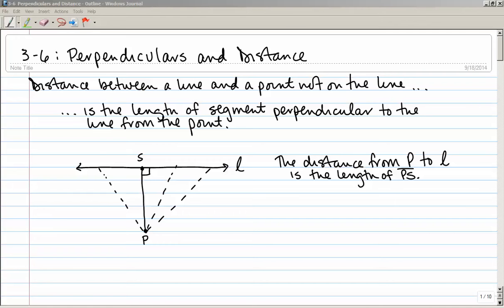In other words, there are an infinite number of lines that I can draw from point P to line L, and those are represented by some of these dashed lines here. But the segment that represents the distance is the segment that is perpendicular to the line. So we'd say that the distance from point P to line L is the length of segment PS. It's not going to be the length of another one of these segments here, but the one that is actually perpendicular to the given line.